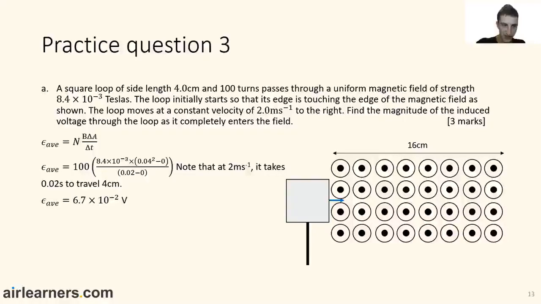Mark allocation, 1 mark for each of these lines. You have to have each of them. Of course, you can split it up into more, but at minimum, you have to have 3 lines.